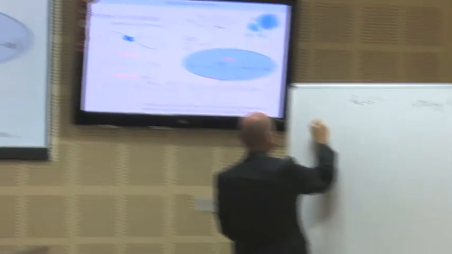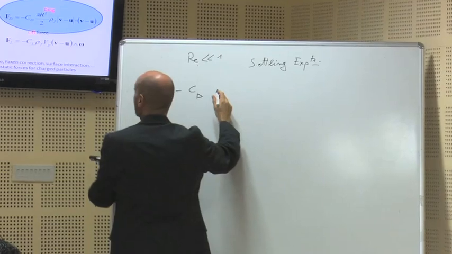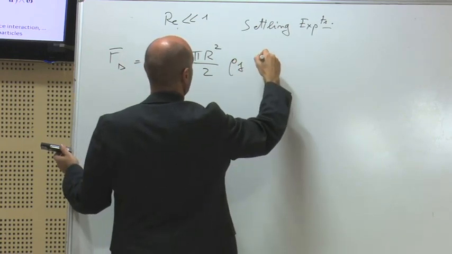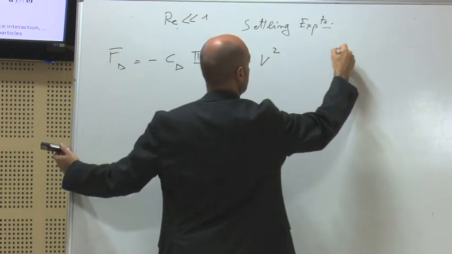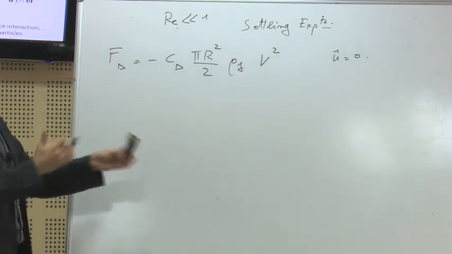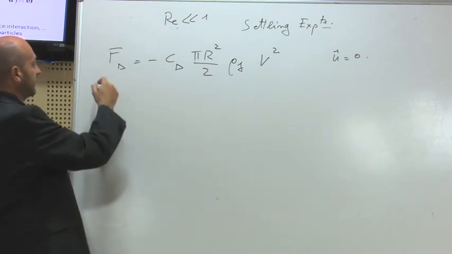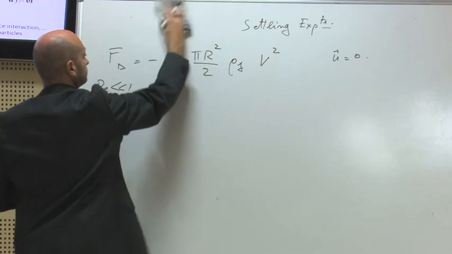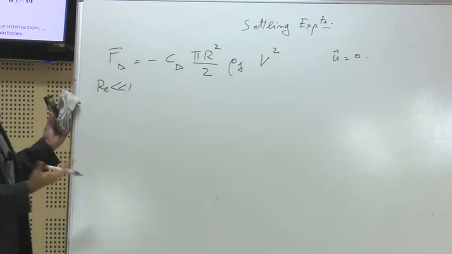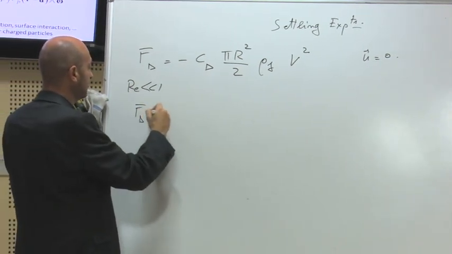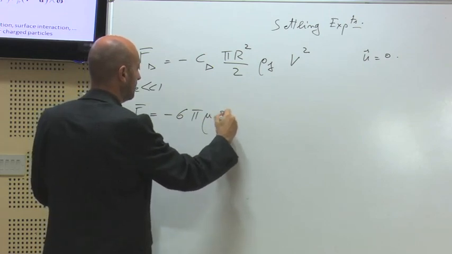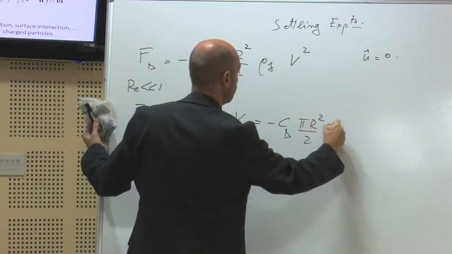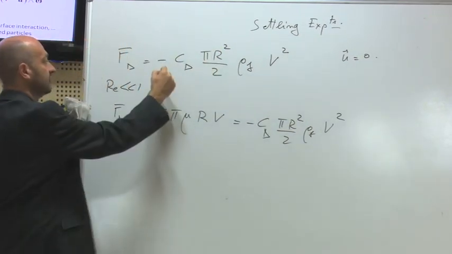So the drag force, Fd, is minus Cd pi r square over 2 rho f V square. We assume that U is 0, or the opposite of V, or U is the same. And let's say that now we are in the regime where the Reynolds number is much lower than 1. So I want to obtain the drag coefficient for the Stokes drag that I know analytically. I know that in that case, Fd is minus 6 pi mu r V, and it should be equal to minus Cd pi r square over 2 rho f V square. So this is the definition.